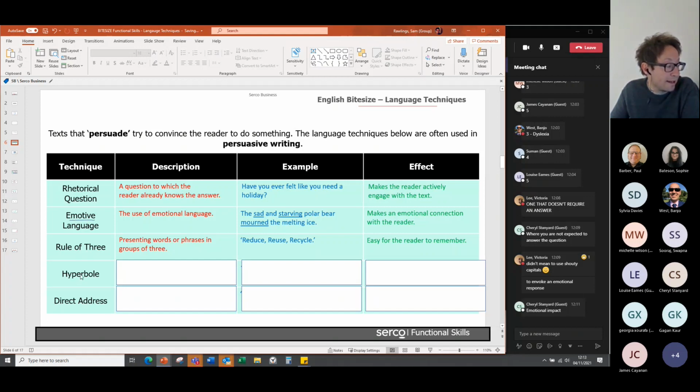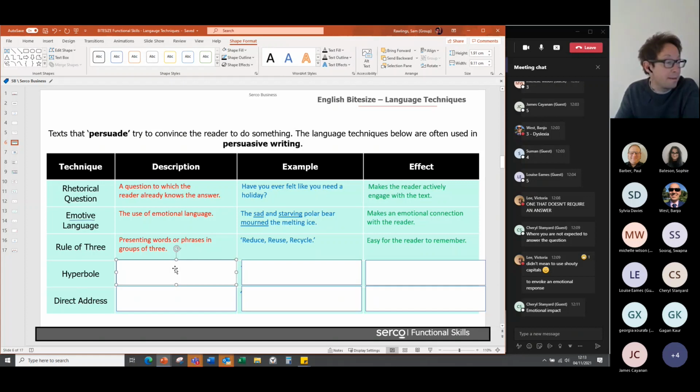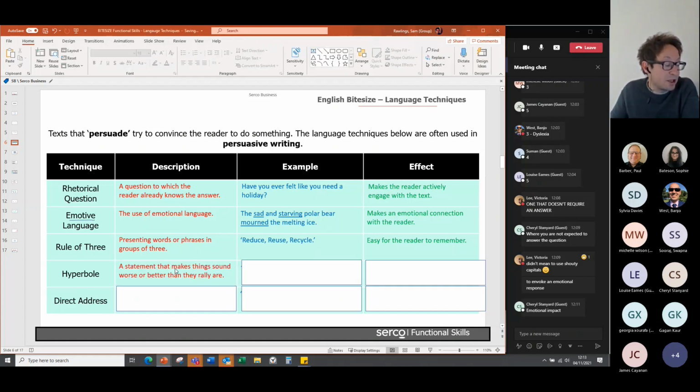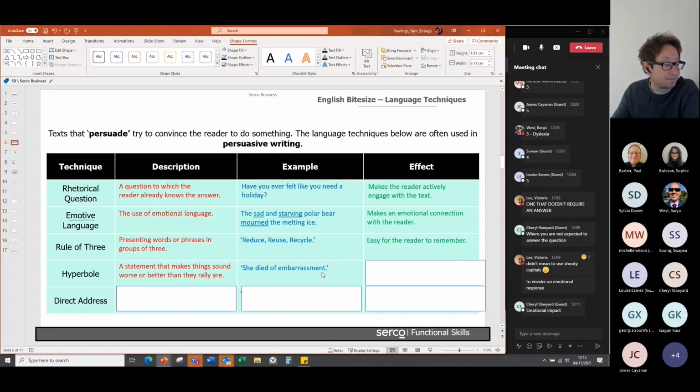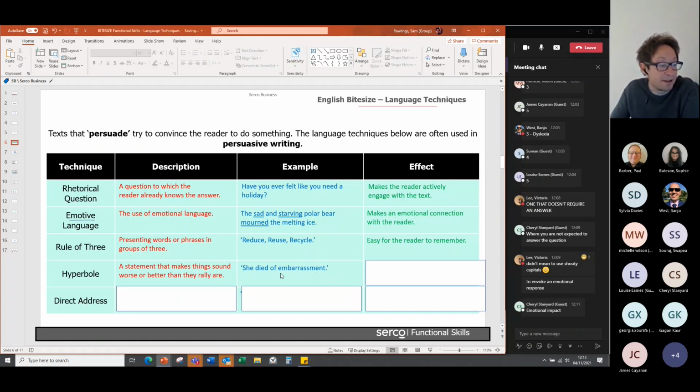Then we've got this one here, which is hyperbole. And hyperbole is essentially the same thing as exaggeration. So it's making things sound worse or better than they really are. And my example is this. So you may have said this yourself before, oh, I died of embarrassment, but you didn't literally die. You were embarrassed, but you didn't die from it. So that's obviously a bit of exaggeration, or the technical term, a bit of hyperbole.